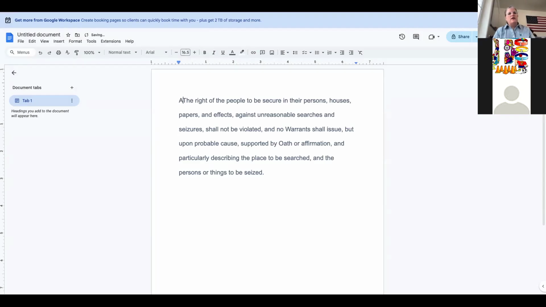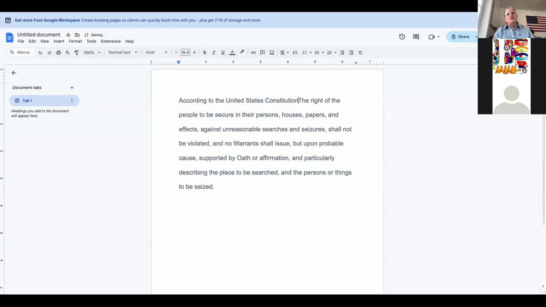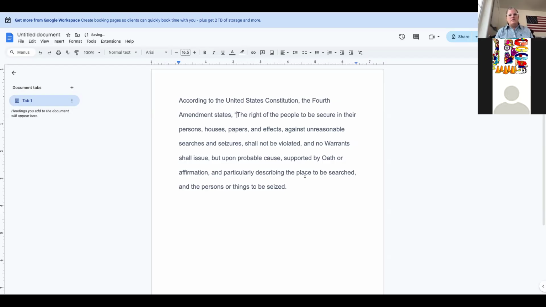So you would say something like, according to the United States Constitution, the Fourth Amendment states, comma, and then you quote. And then you put an end quote at the end. And yes, you can use that as one of your sentences. And by the way, this is a prepositional opener because according to is a preposition. So you can count this as a number 2 opener right here, like this.